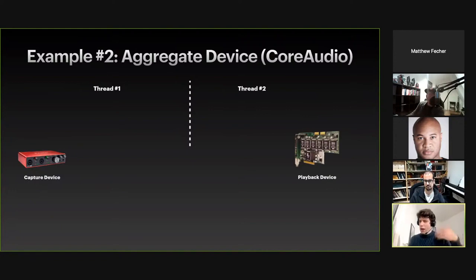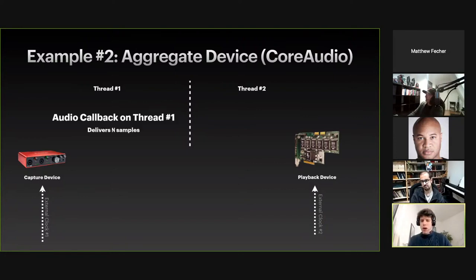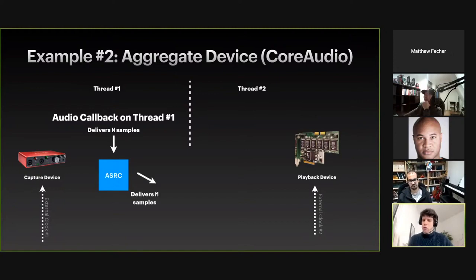Now I want to show you another example, which is very similar. But instead of these devices sharing a clock, these devices are running on separate clocks, right? And now in Core Audio, how would you do this? Thread one would be getting an audio callback, right? And it's getting n samples from the capture device. But because they're running on different clocks, we have to run this through an ASRC, a sample rate converter. And the sample rate converter will deliver m samples, right? So a different number of samples.